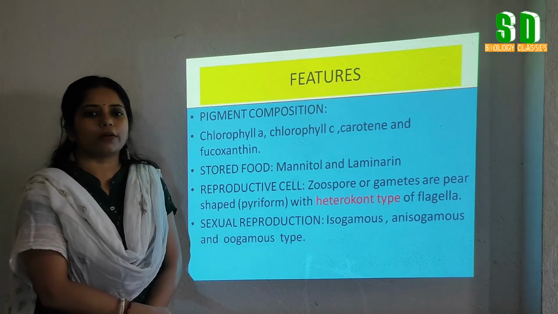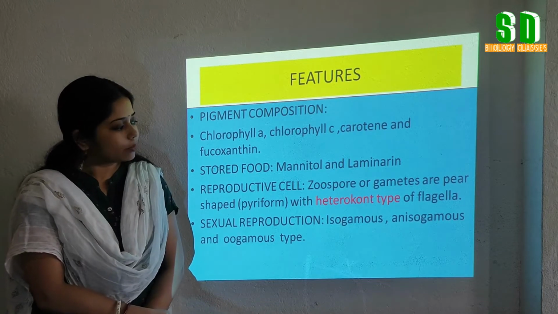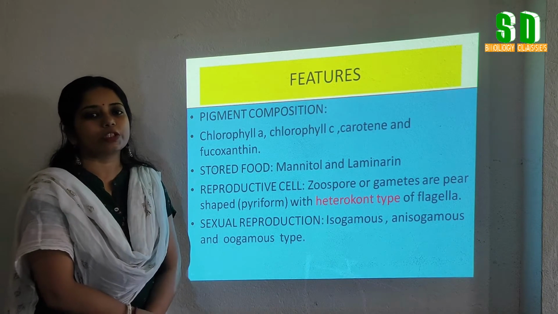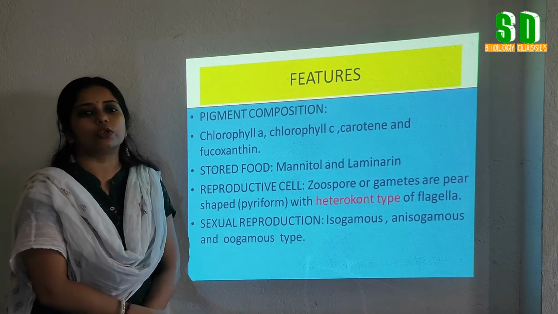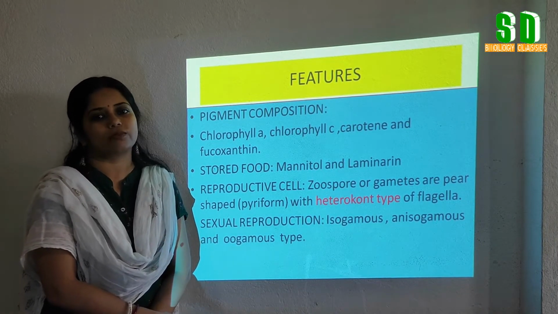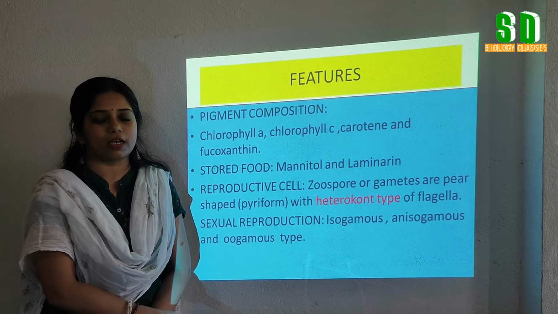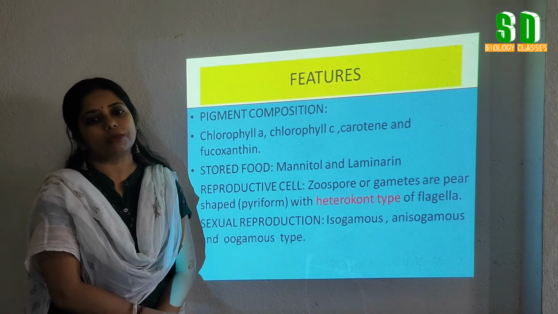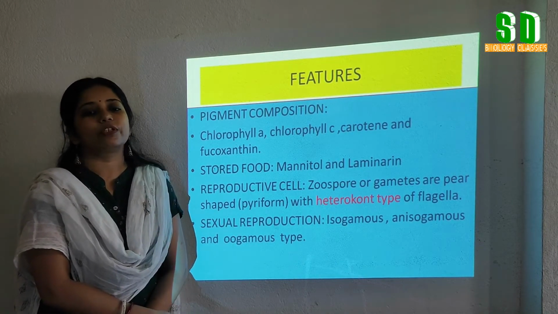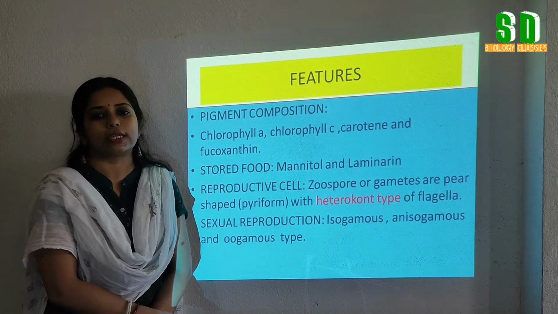Now we will talk about the reproductive cells. They reproduce by the production of zoospores or gametes. Zoospores or gametes are pear-shaped structures. This pear-shaped structure is also called a pyriform structure. Zoospores and gametes both have heterokont type of flagella. What is this heterokont type of flagella? Hetero means different and kont means flagella. So, in zoospores and gametes, two different types of flagella are present. That's why it is called heterokont type of flagella.